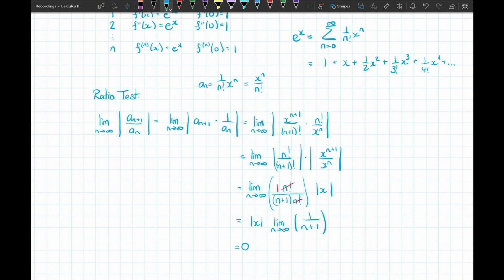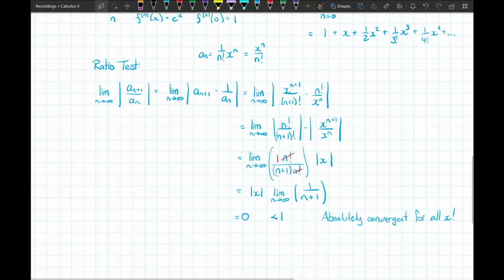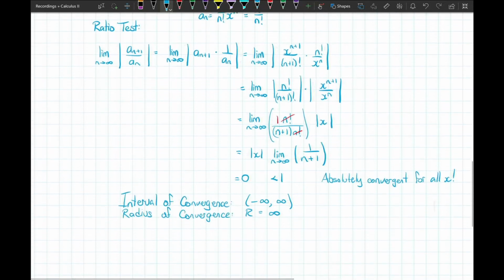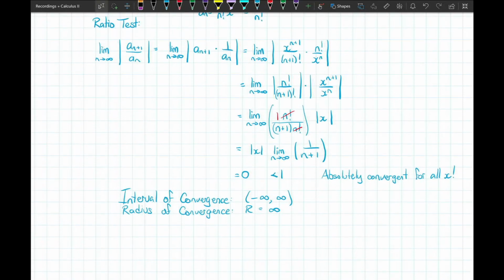So by the ratio test, no matter what x is, this ratio is always less than 1, and therefore it is absolutely convergent for all real numbers by the ratio test. If we wish to state the interval of convergence, then all real numbers can be represented as the interval from negative infinity to infinity. We always use round brackets for infinity. And the radius of convergence would be r equals infinity. So this is pretty big as far as the conclusion goes.